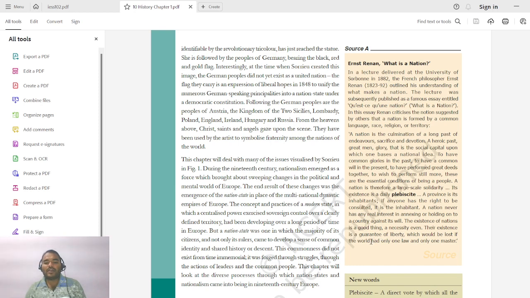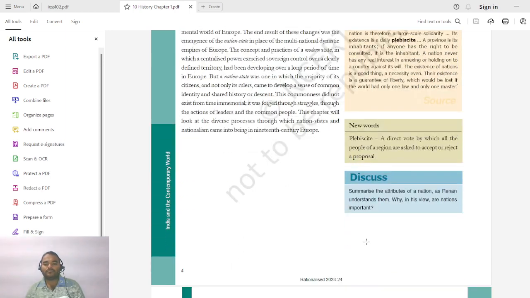So he says that every nation should have its own thoughts, ways, and culture of living, and that should be respected by other nations. Also, a nation will never think of attacking another nation and trying to rule over it. So these were basically the thoughts put forward by Ernst Renan.